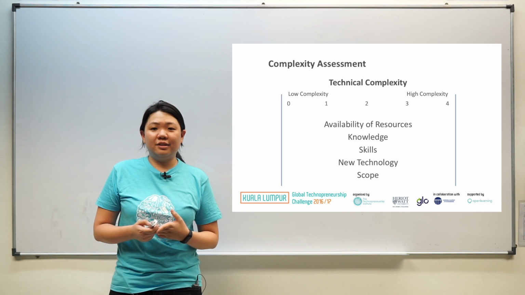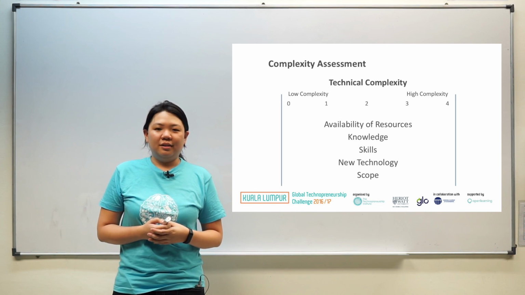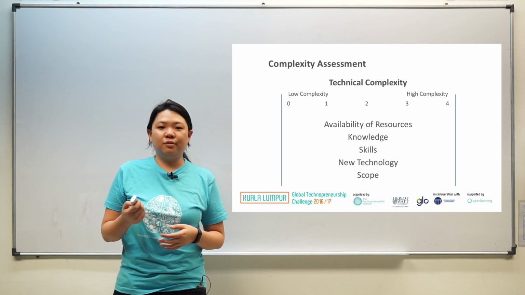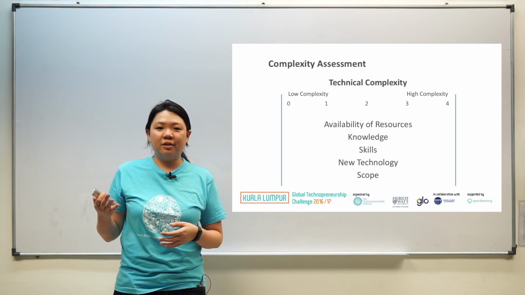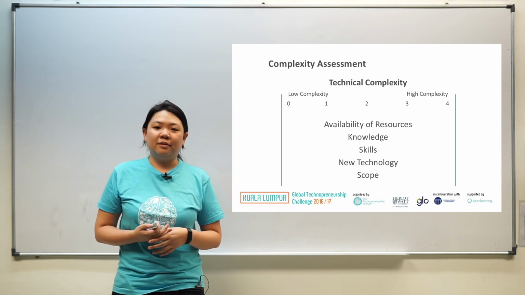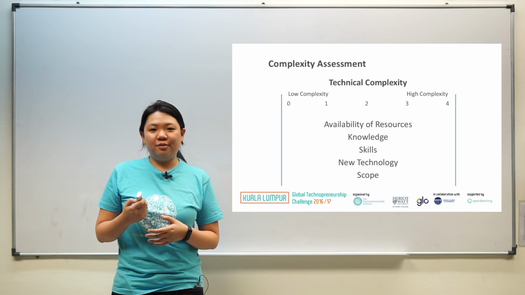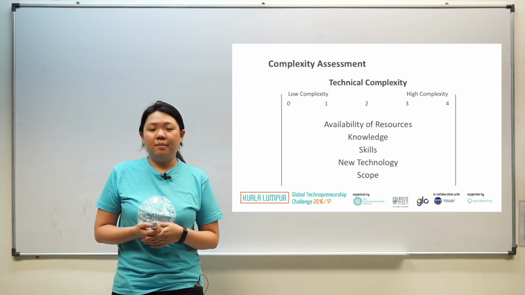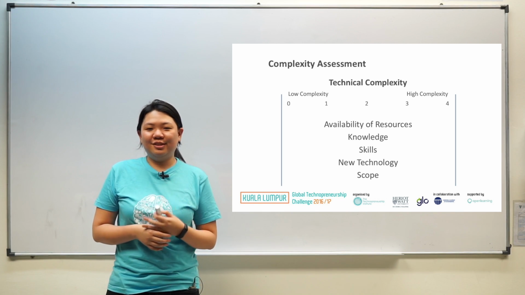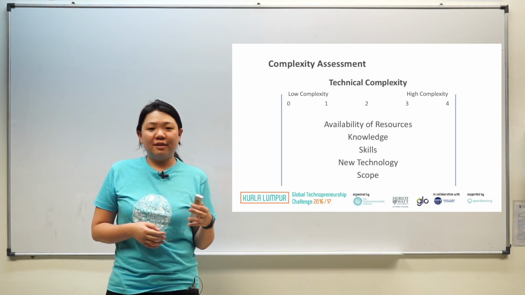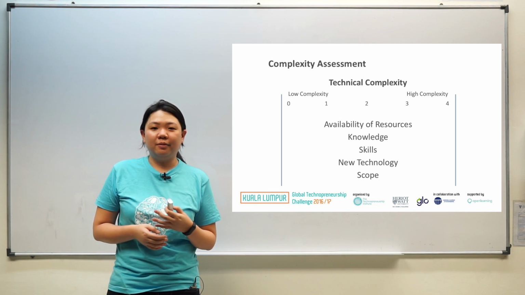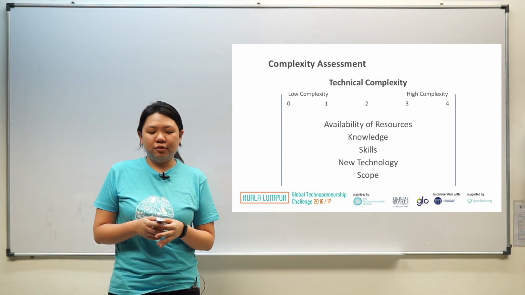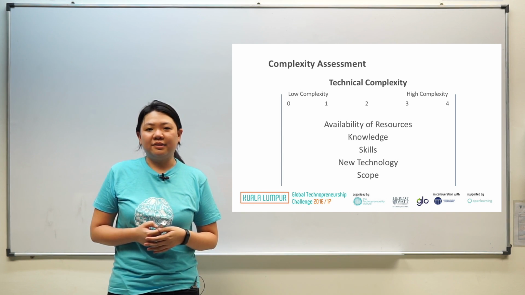For knowledge, do you have the know-how that the solution requires? So if your solution requires coding, do you have the knowledge in coding? If you do not have the knowledge in coding, it will be a high complexity. For skills, let's say you need to manufacture a part, do you have the skills or resources necessary to manufacture? If your solution requires new technology, the new technology will make the technical complexity higher. The last one is scope. How wide is your scope and how much does it cover? A larger scope would involve a higher complexity.